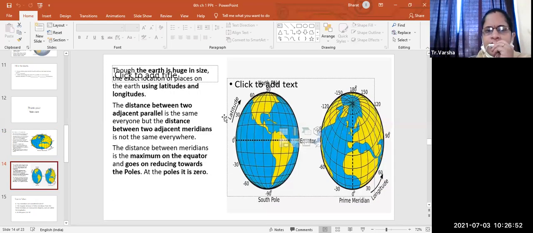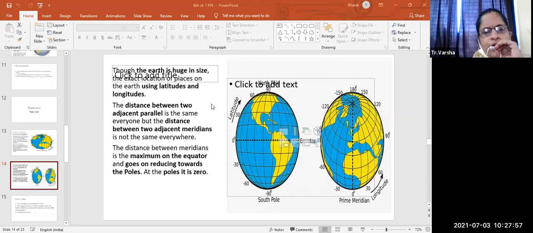Next, though the earth is huge, we can find the exact location of a place on the earth using latitude and longitude. In the previous lecture I explained the latitude, and now we are doing the longitude. We have understood what longitude is, so now we can find out the exact location of any place.